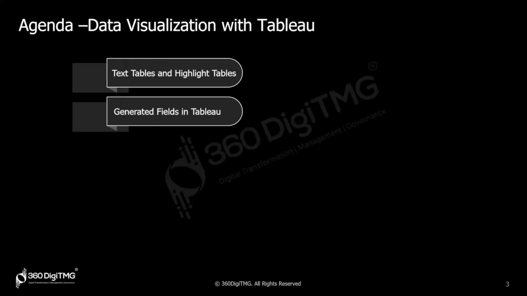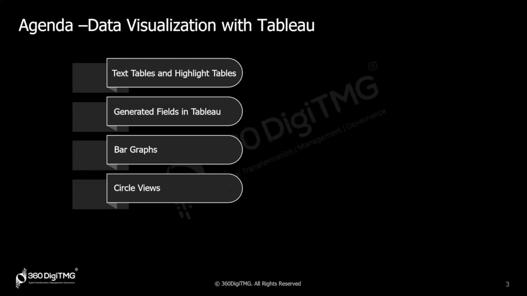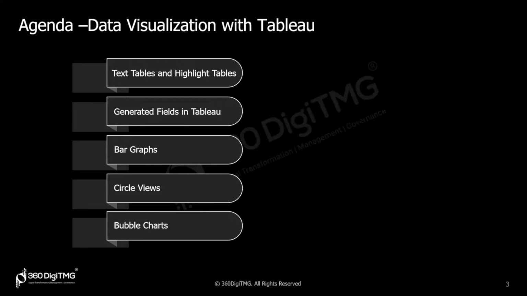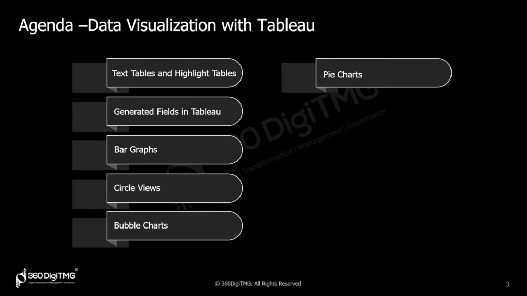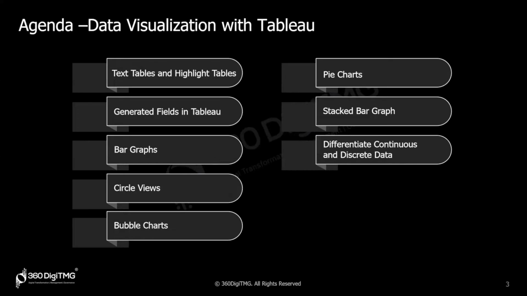We'll understand what are generated fields and why are they required, how do they help us. We will look at some charts which come under comparative analysis to make a simple relative comparison, like bar graphs, circle views, bubble charts, dot plots. We will look at some charts that help us to show the shares or proportions, to perform part to whole analysis, like pie charts and stack bars.